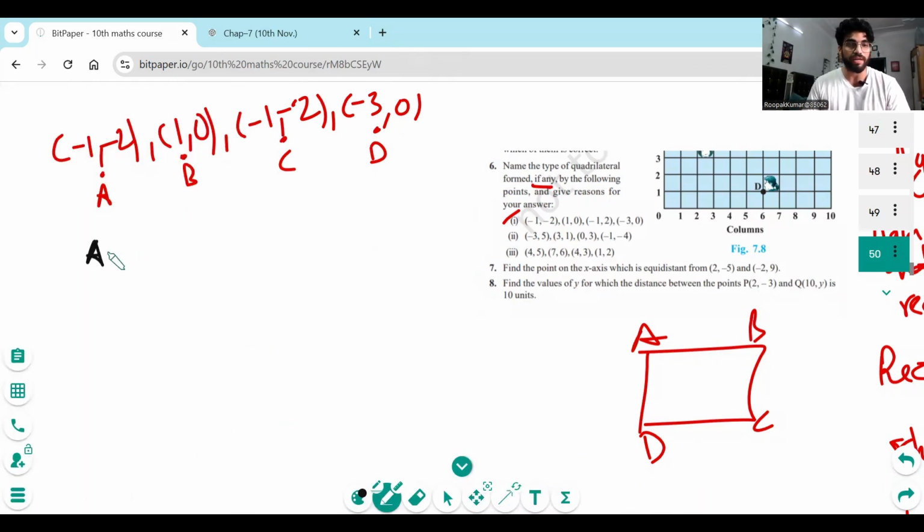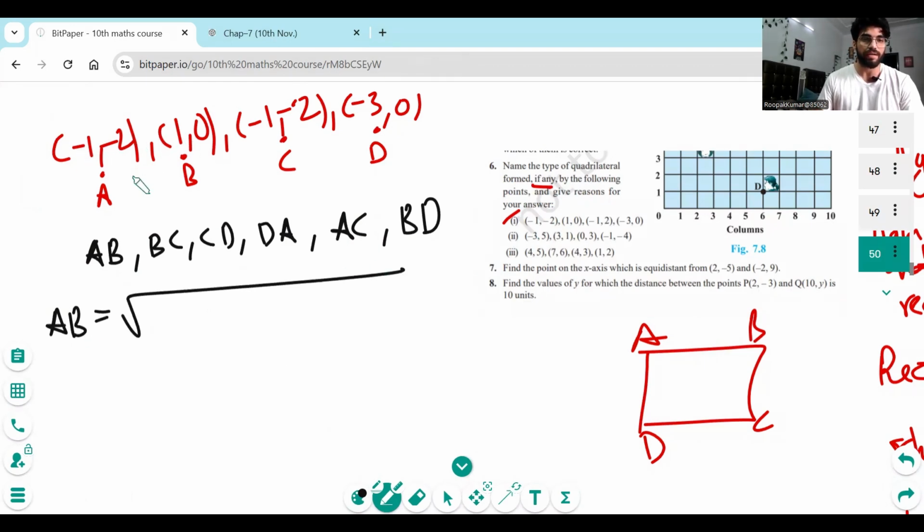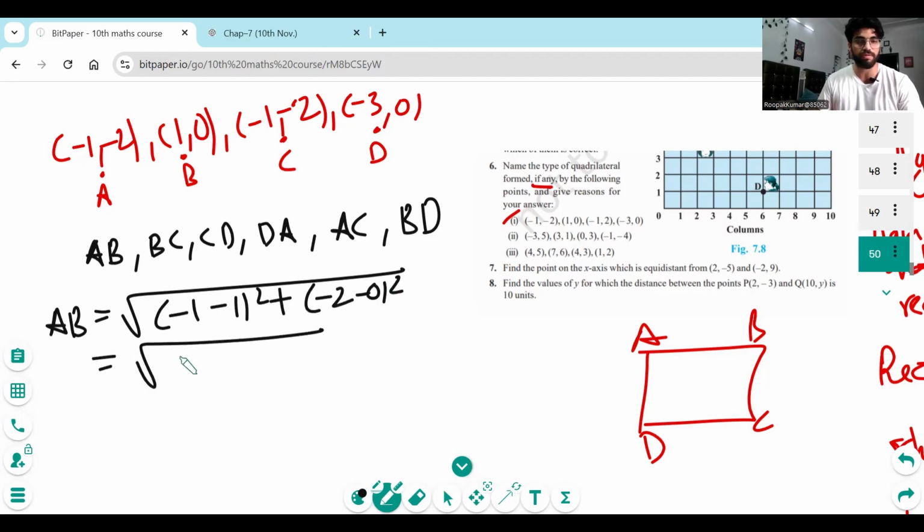Now always find six sides: AB, BC, CD, DA, and the diagonals AC and BD. You have to find these things. So first let's go for AB. There's a difference of x, right? So difference of x squared plus difference of y squared. This will become (-2) squared, which is 4, plus 4, which will become √8, which is 2√2.